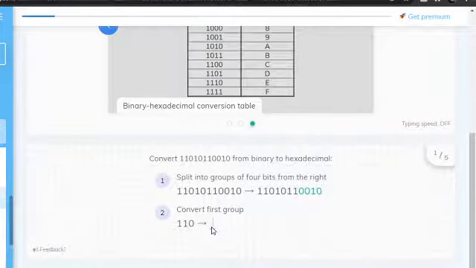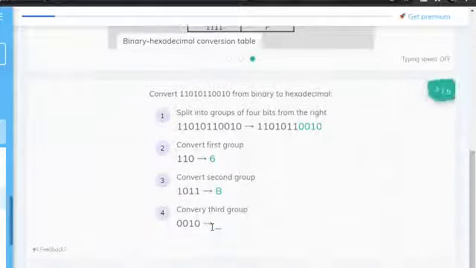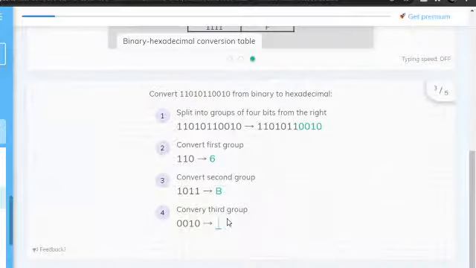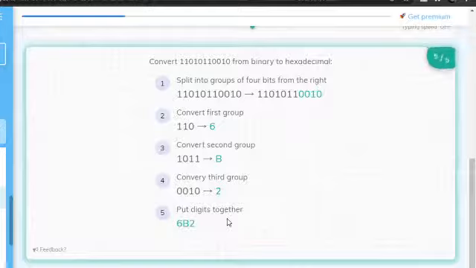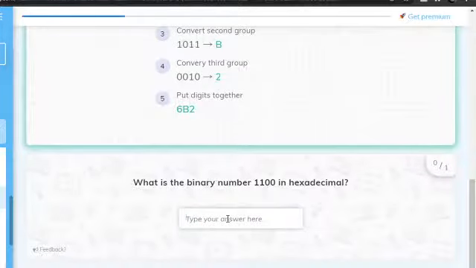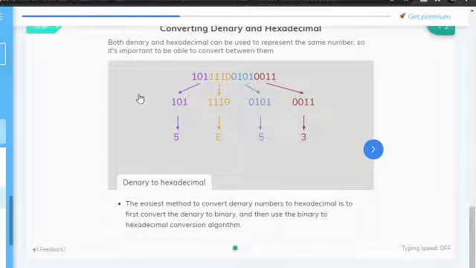Is it not? Oh, I'm an idiot. 6. That one is 8 plus 2, 10, 11, so that is A, B. Convert the third group, 2. Put the digits together, 6, B2. Simple. So what is the binary number in hexadecimal? So that is obviously 8 plus 4, which is 12. A would be 10, B would be 11, C would be 12. Simple.